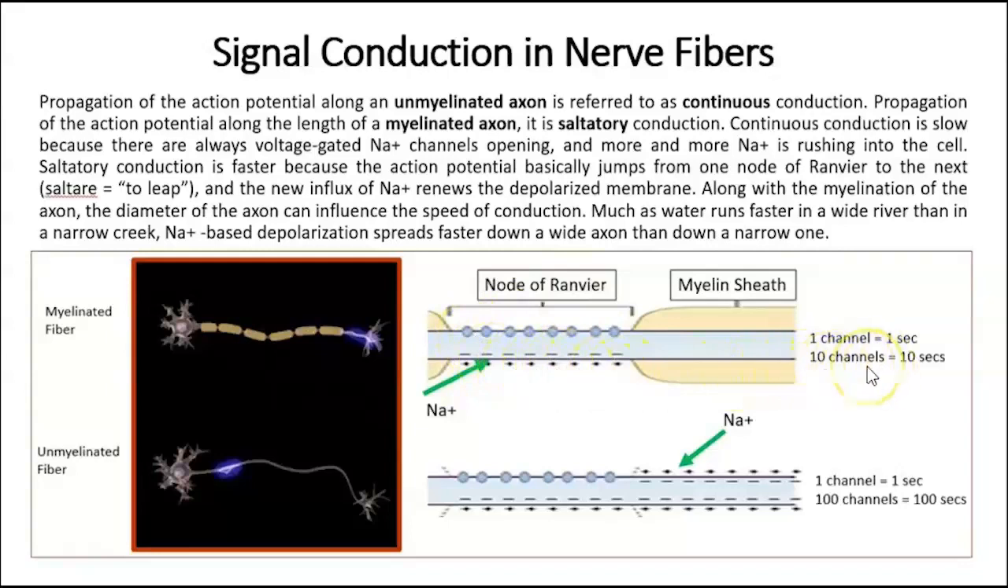Since we said that we need 1 second to open each channel, it's going to take you only 10 seconds. Why? Because you need to open only 10 channels. And 10 seconds is faster than 100 seconds. In conclusion, the myelinated fiber transfers the impulse way faster than the unmyelinated fiber. Since in the unmyelinated fiber you need to open every single channel, this is called continuous transmission. In the case of the myelinated fiber, since you need to open only the channels that you have in the nodes of Ranvier, this one is called saltatory conduction.